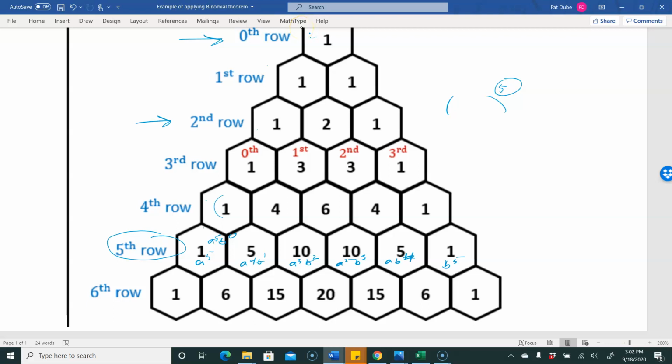I hope this helps you understand binomial theorem a little better. It is quite useful. There's a lot of other uses for it, but this is the algebra use for it. And thank you for joining me.